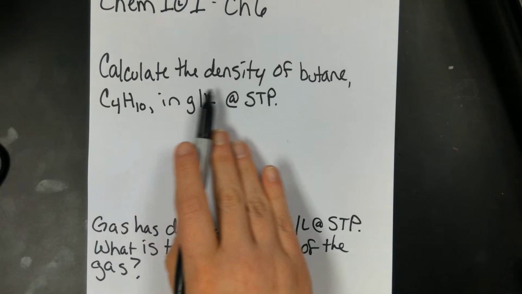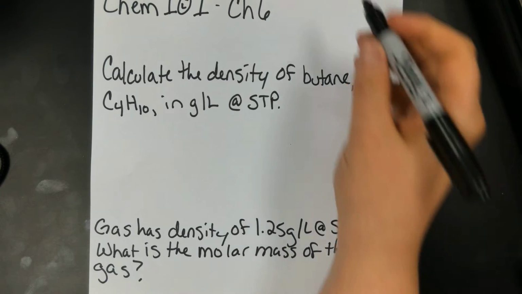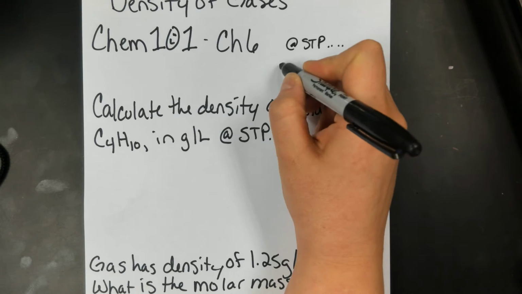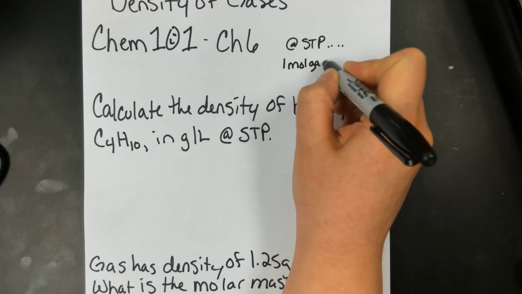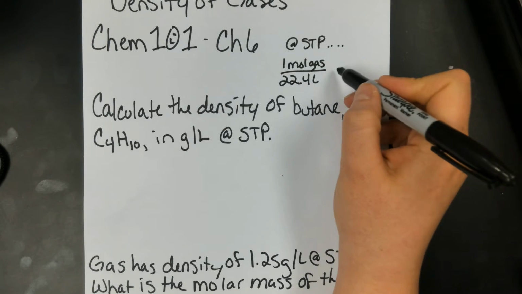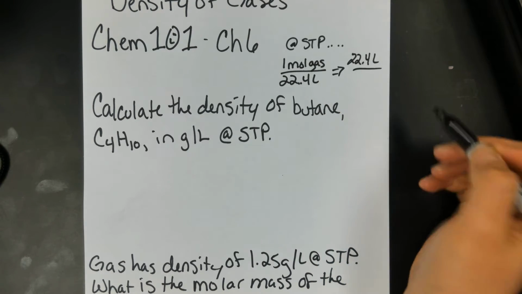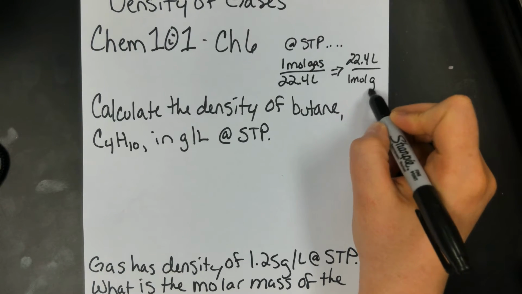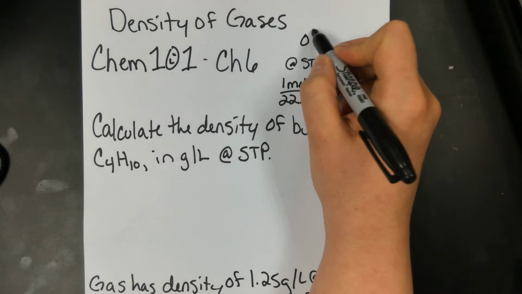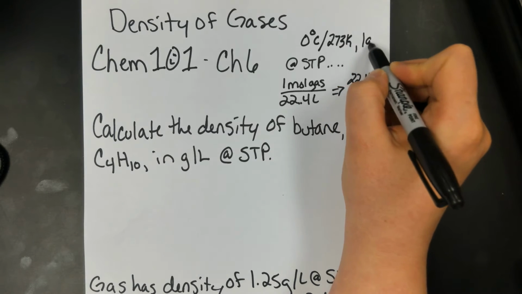So the first question is calculate the density of butane, C4H10, in grams per liter at STP. So what we need to note is that at STP, 1 mole of any gas is going to take up 22.4 liters. Right, and we could also represent it this way: 22.4 liters is the volume of 1 mole of gas at STP. And if we remember, STP is 0 degrees Celsius, which is 273 Kelvin, and 1 atmosphere.